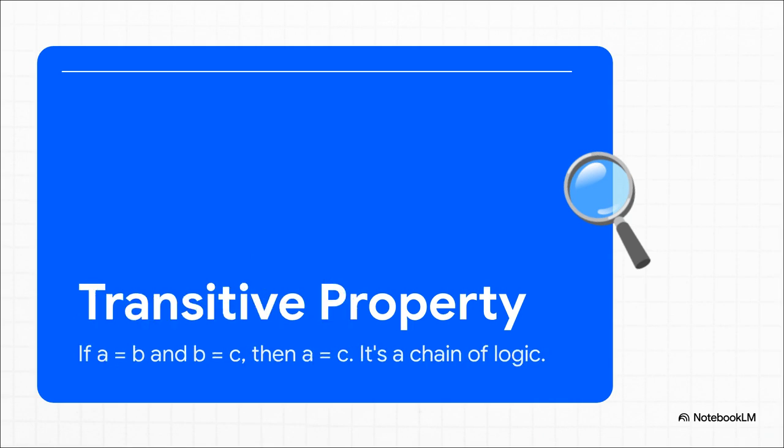And finally, we have the transitive property. Think of this as the domino effect in math. If the first domino, A, is equal to the second one, B, and that second domino, B, is equal to the third one, C, then you know for a fact that the first one, A, has to equal the last one, C. It's just a powerful chain of logic.